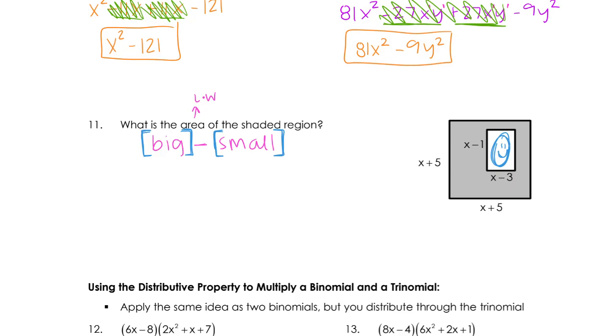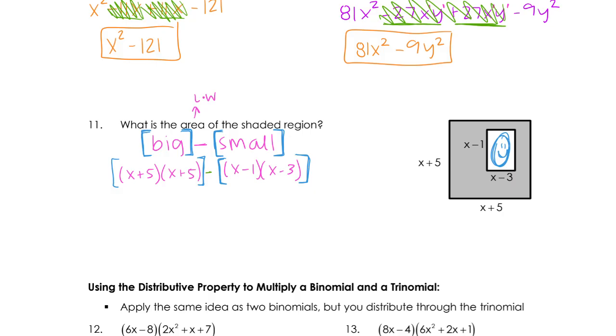So our big rectangle is going to be x plus 5 times x plus 5. And then we have minus our small rectangle, which is x minus 1 times x minus 3. So this is our setup so far. Now, like I was saying earlier, we need to keep the big together and then we need to keep the small together. And we're going to do that by putting big brackets here. Now, you're going to notice on this problem, we actually have to distribute twice or FOIL twice, table method twice, whatever it is that you're choosing to do here.